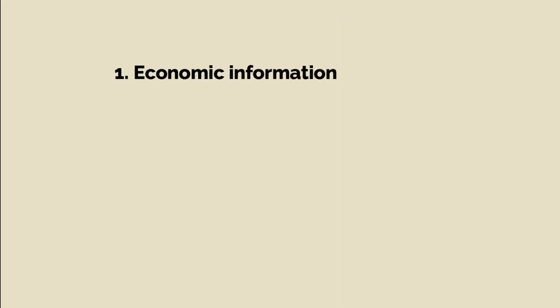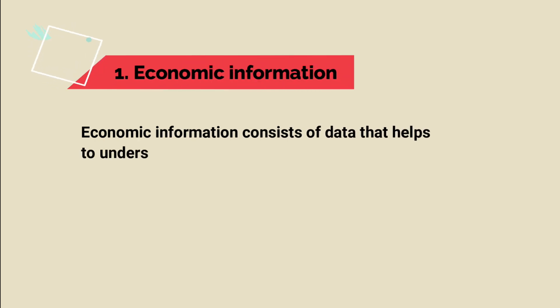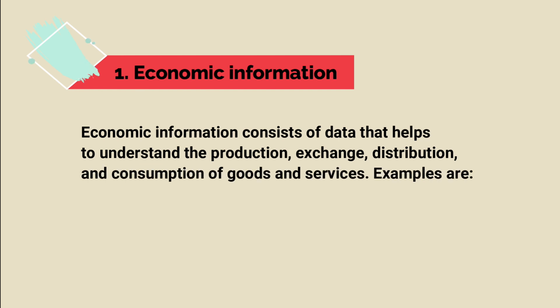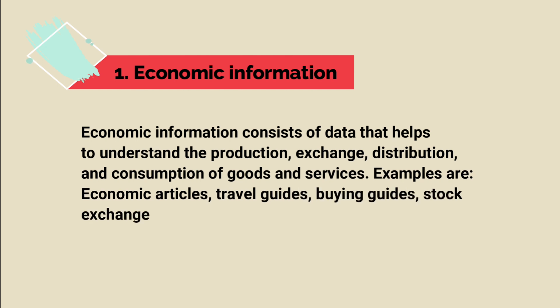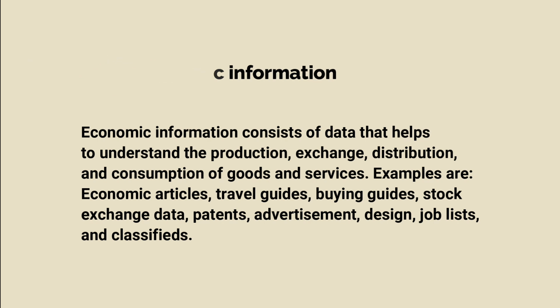The first is economic information. Economic information consists of data that helps to understand the production, exchange, distribution, and consumption of goods and services. Examples are economic articles, travel guides, buying guides, stock exchange data, patents, advertisements, designs, job listings, and classifieds.